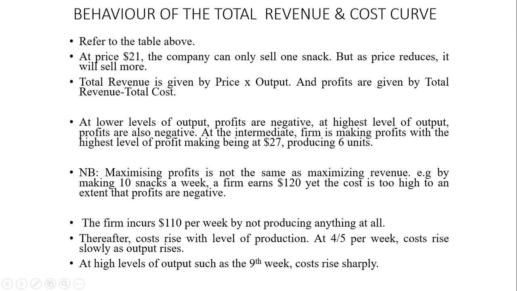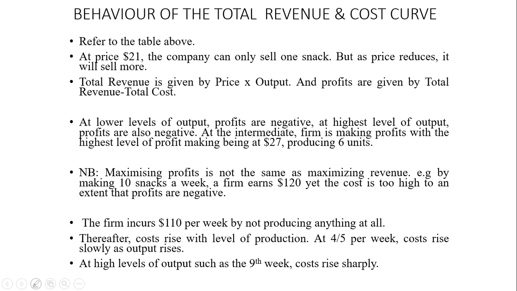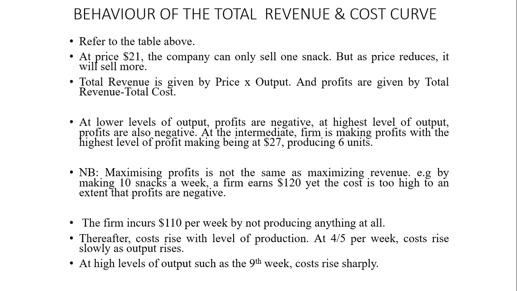Anyway, what we're really talking about here is that for a firm to maximize its profit, it is supposed to know the amount of units to produce to maximize that profit, and we call this level of output the profit maximizing output. But listen to this, there's a disclaimer here. Maximizing profit is not the same as maximizing revenue. Exactly. These are two different things.